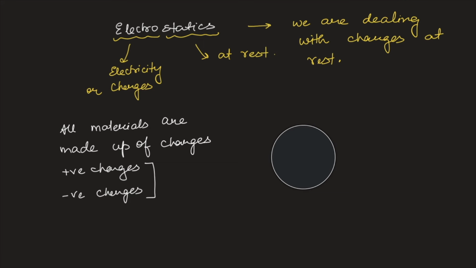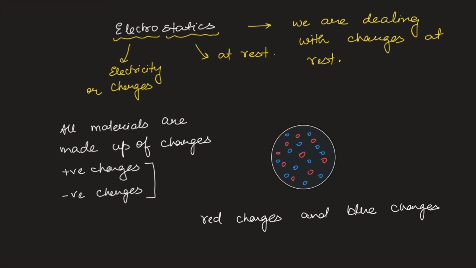But we are not going to use this name for a while. अभी हम इस नाम का इस्तेमाल नहीं करेंगे पॉजिटिव चार्जेस और नेगेटिव चार्जेस. अभी हम सिर्फ ये कहेंगे कि मटेरियल दो तरह के चार्जेस से बना है. Maybe some red charges and some blue charges, and the most important thing here is this, that the red charges and blue charges are equal in number.